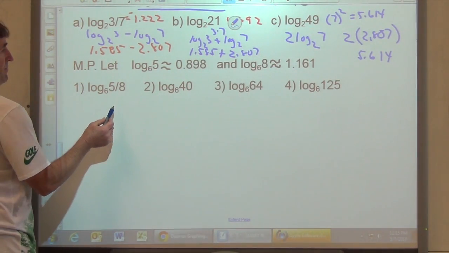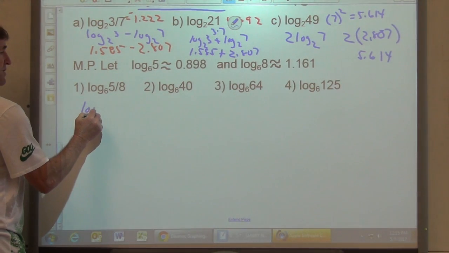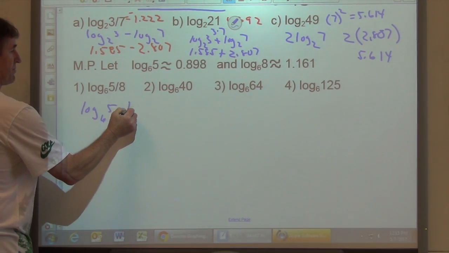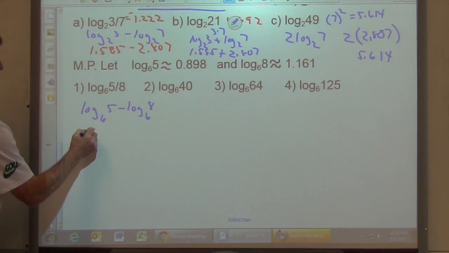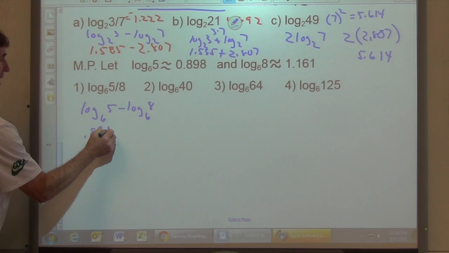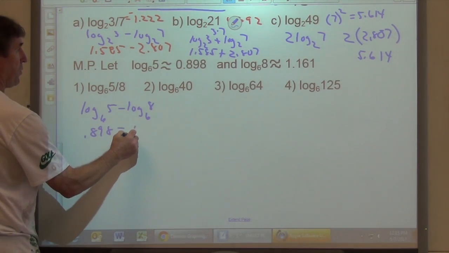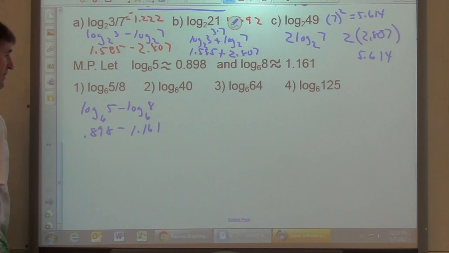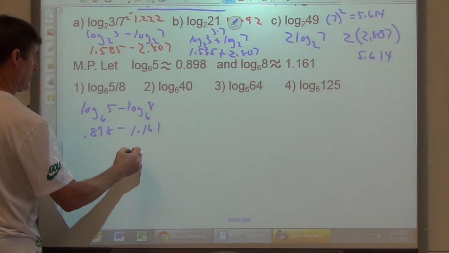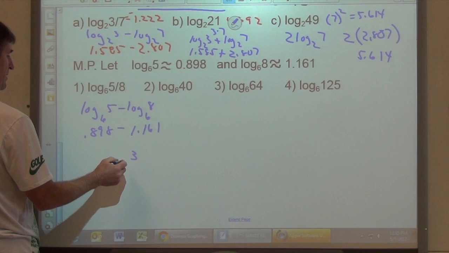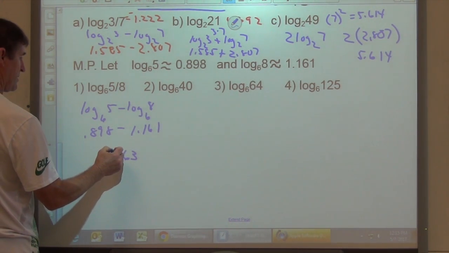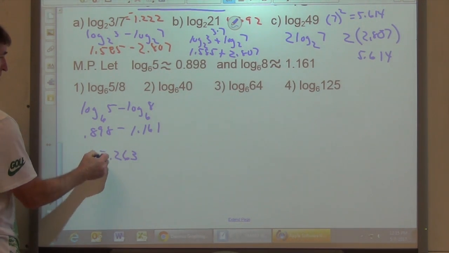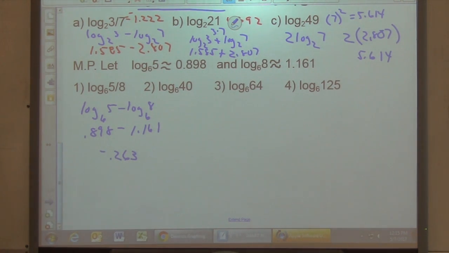So on this one, again, division I can write as subtraction. And so log base 6 of 5 would be 0.898 minus 1.161. And if we do that, it would be negative 2.63, I believe, or negative 0.263.